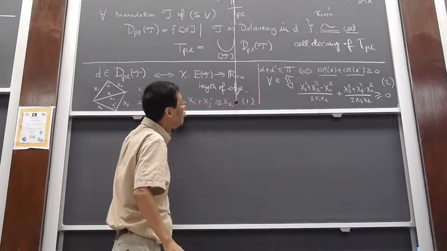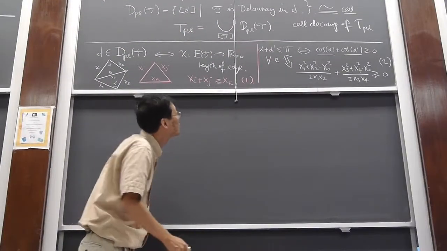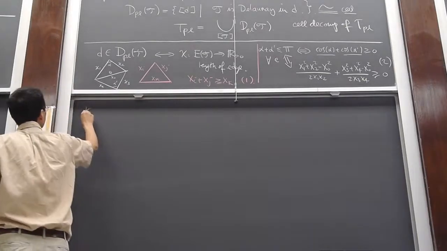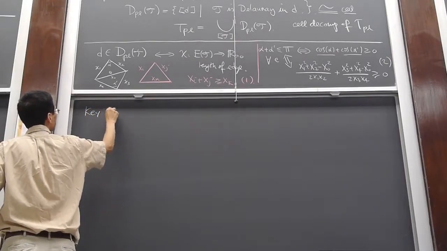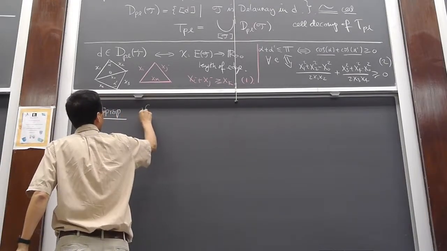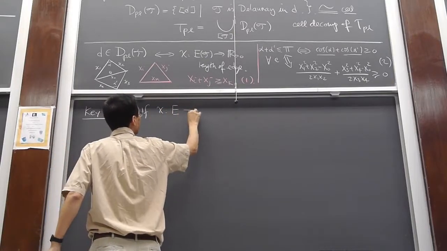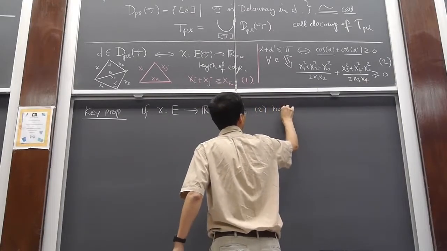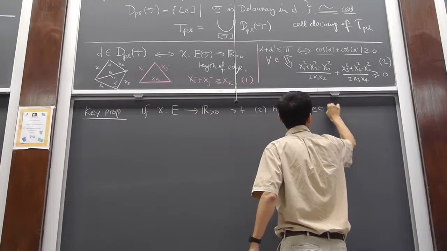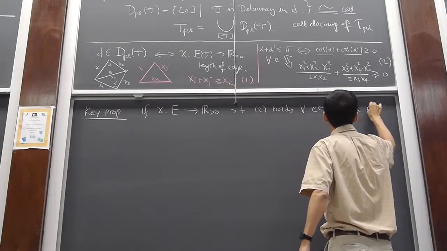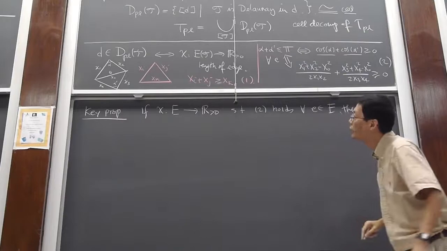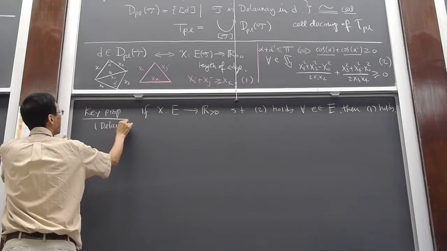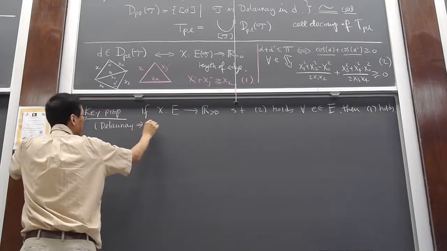So here is a simple observation, and if you are tired of my talk, you can just try to prove it. This is the key observation. If I assign every edge a positive number such that condition 2 holds for every edge, then condition 1 holds. So I call this: Delaunay implies triangle inequality.